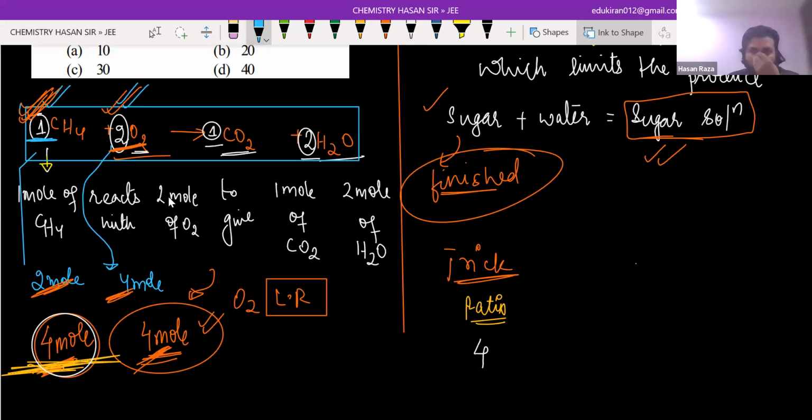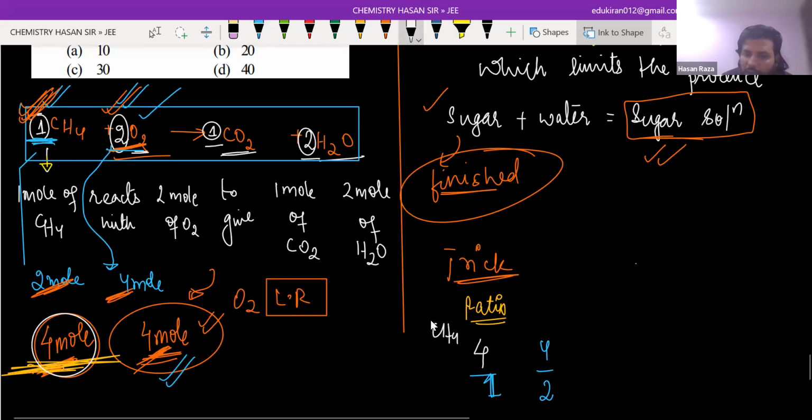You just need to divide: in the numerator you put the number of moles given in the question, and in the denominator you put the number of moles from the balanced chemical equation, which is 1. Again, for the other reactant, O2, in the question it is given 4, and in the equation it is 2. This is for CH4 and this is for O2.